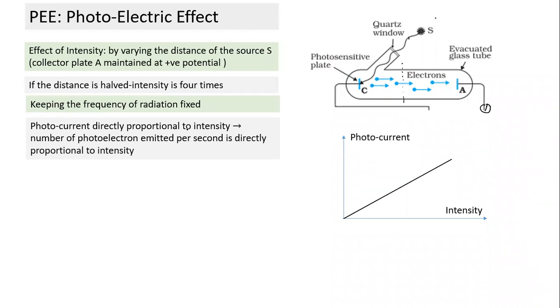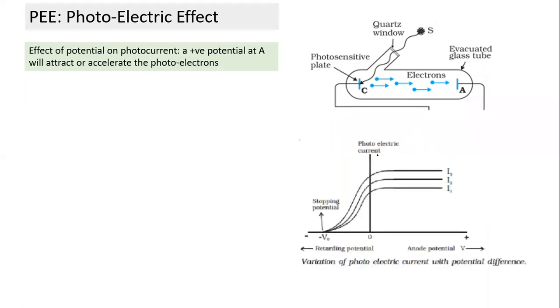So if current becomes double, we can infer that the number of photoelectrons emitted per second is also directly proportional to intensity. Both are the same thing. Here we are assuming photocurrent is an indication of the rate at which photoelectrons are getting emitted, or photoelectrons emitted per second. Let's see what the other thing we study is.